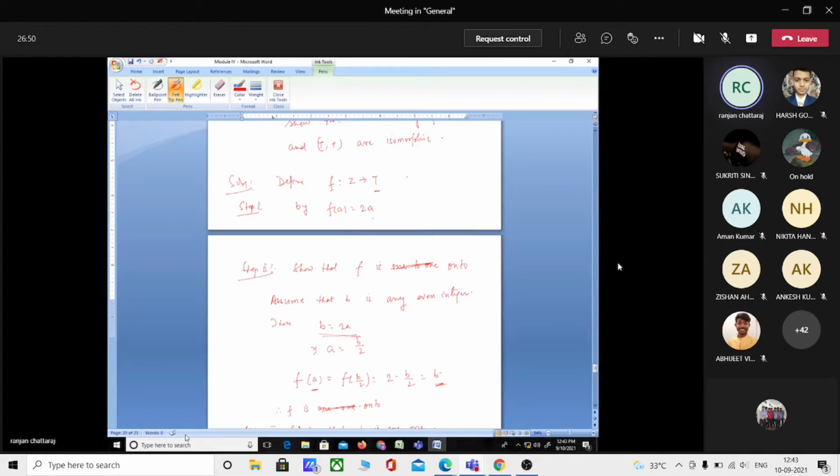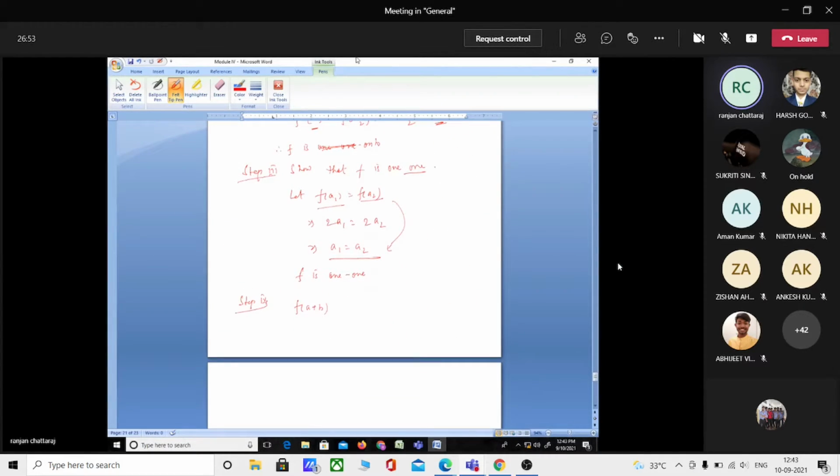So let us see. If a plus b is equal to, inverse, how much? 2 times a plus b, and that is equal to 2a plus 2b, and this equals 2a, equal to how much? f(a) plus f(b). So this condition is also satisfied. So all four conditions are satisfied. Therefore, f is an isomorphic image, or isomorphism, from Z to T.